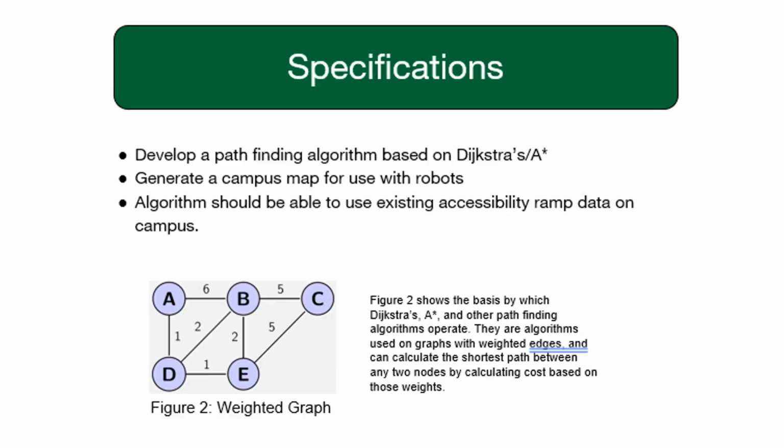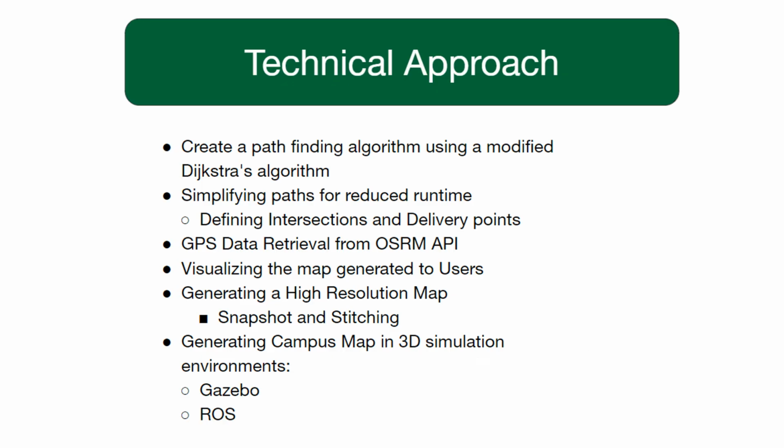higher resolution nodes. The specifications required that the algorithm be a derivative of Dijkstra's or A-star, generation of a campus map for the robots to use, and adding into the algorithm the existing accessibility ramp data for the robots to use. So our technical approach was to create a working Dijkstra, reduce the runtime of the algorithm by simplifying the path, import existing GPS data for the campus, visualizing this data to a potential user, maintaining resolution integrity through snapshots and stitching, then importing that data into Gazebo and ROS.